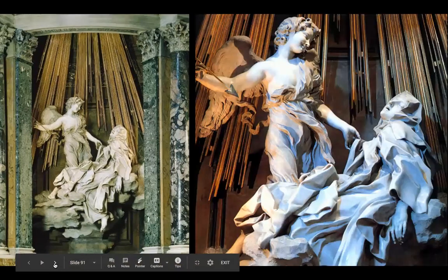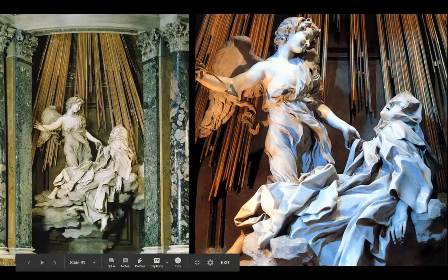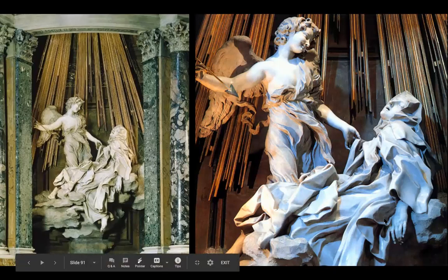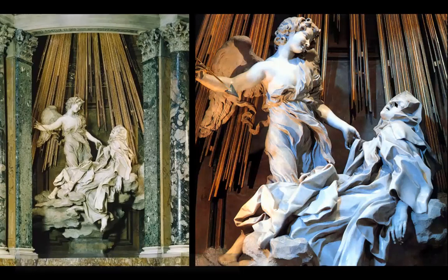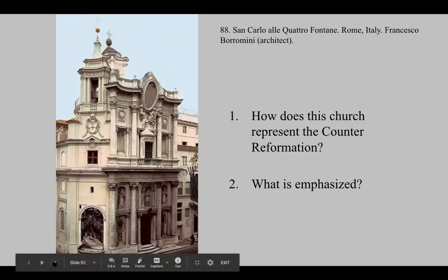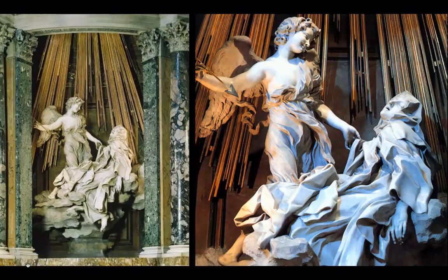So here you can see Bernini's mastery of carving marble. Notice how fluid the drapery is on the angel, and then how we have all the undulating folds of St. Teresa, and then that moment of ecstasy on her face. I would say, if you have time to watch that Smart History, I think you'll really enjoy it.